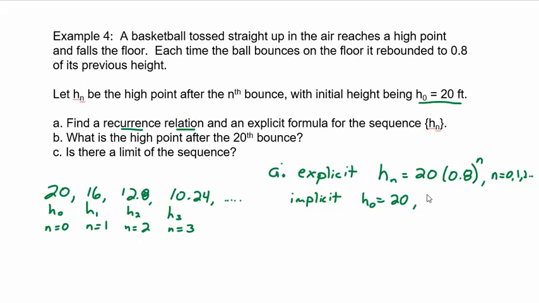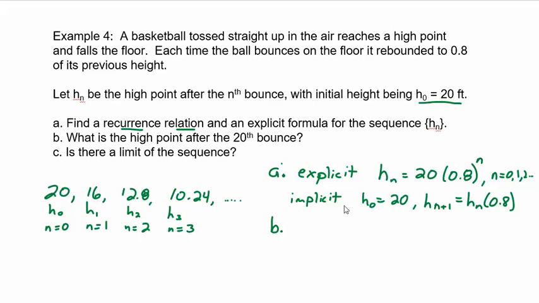And then we would say, okay, how do I get the n plus first term? Well, I take the term before that and I multiply it by 0.8. So these two pieces of information could also generate this sequence over here. So using either of these formulas, we could answer part B, what is the high point after the 20th bounce? But one of them is actually much easier.